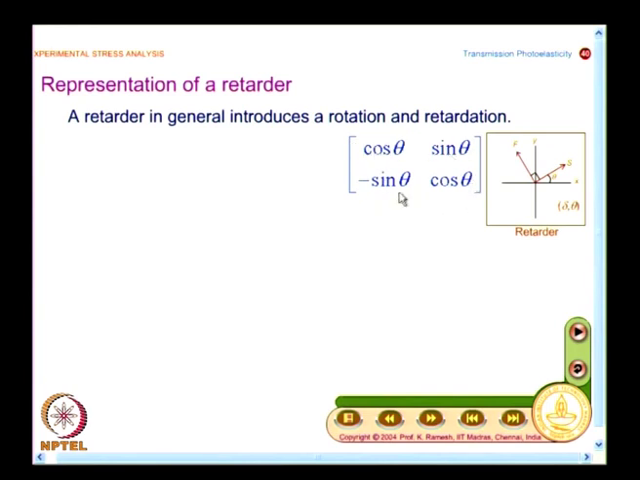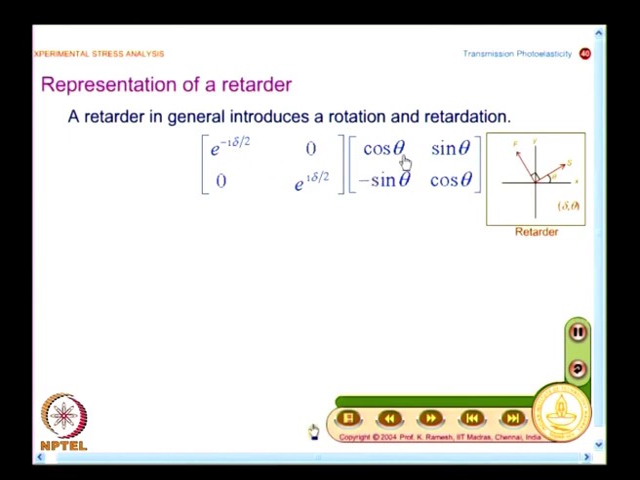Cos theta sin theta, minus sin theta cos theta. Then within the model it acquires a retardation, and this retardation matrix and rotation matrix are interrelated, because I say theta refers to the slow axis. Because it refers to the slow axis, I put the retardation matrix in this fashion. I put e power minus i delta by 2.